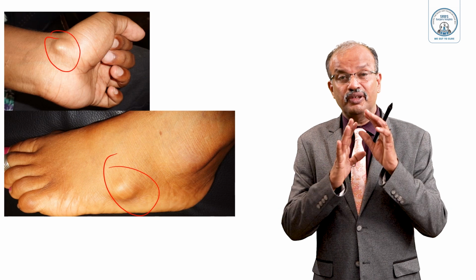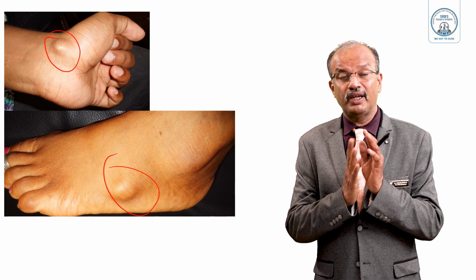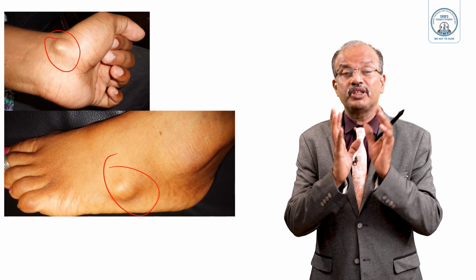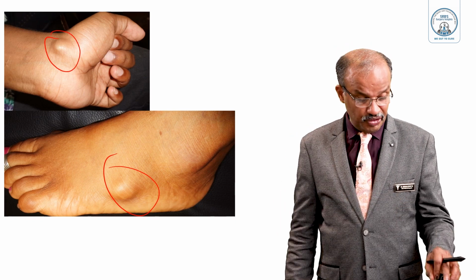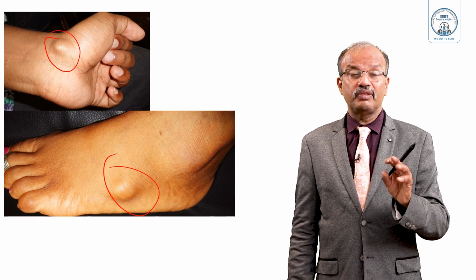It arises either from the joint capsule or the synovial sheath of the tendon. Gel-like fluid is very common. So remember the differential diagnosis. The contraction test is very crucial to clinically differentiate it from other swellings. That is the important point you have to remember.